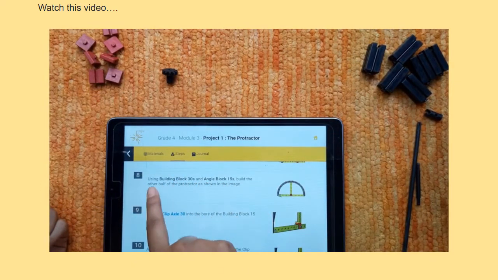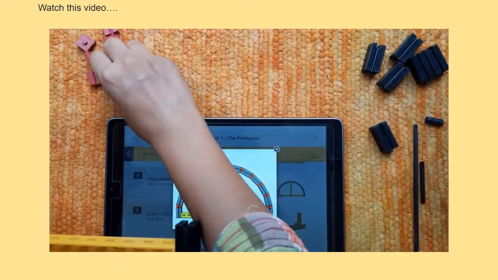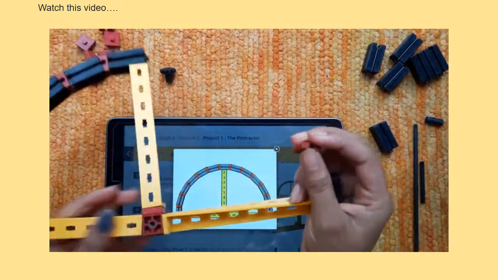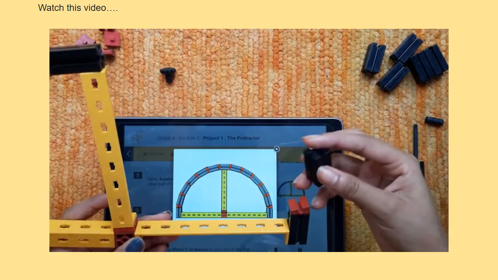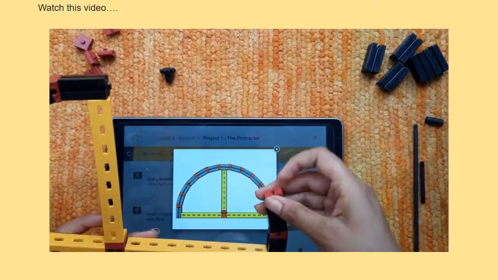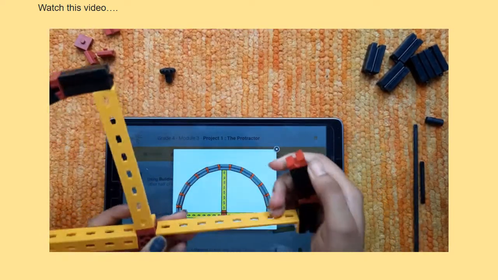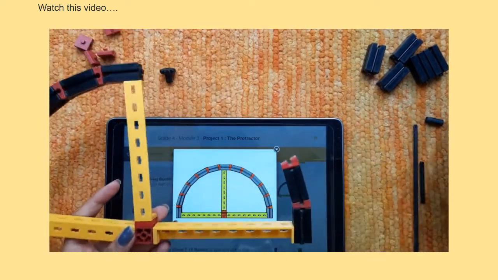Using building block 30 and angle block 15, build the other half of the protractor. So here I'm making the other half of the protractor. We just have to take care of the orientation of the angle blocks and the building blocks, how they are placed in the picture.